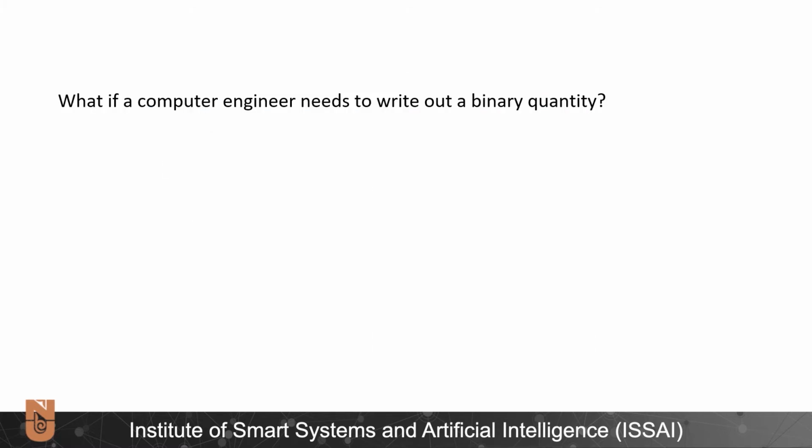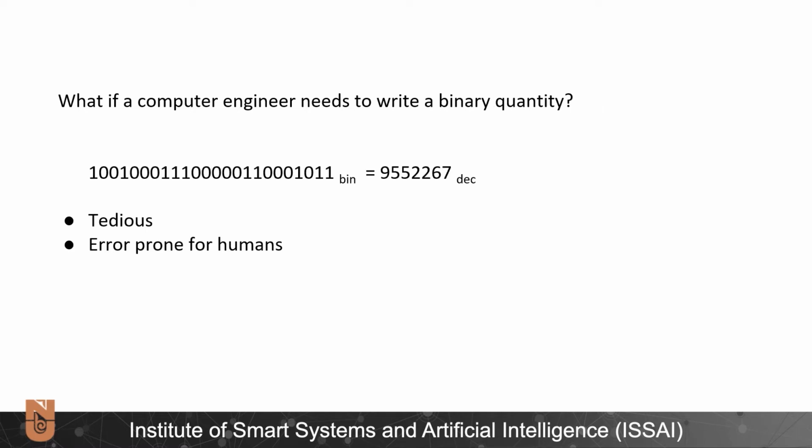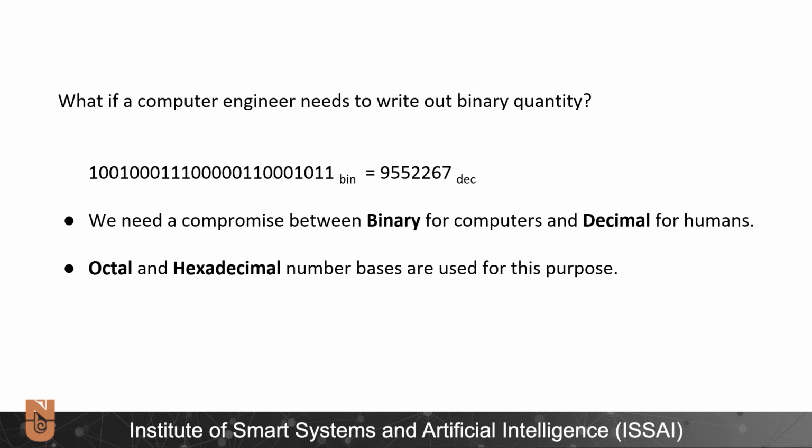Sometimes computer engineers need to write out some long binary quantity. For example, the binary representation of the number 9552267 is a long number with a bunch of zeros and ones. Even reading it is tedious and error-prone for humans. So we need a compromise between binary for computers and decimals for humans. As a solution, people came up with octal and hexadecimal number bases. Let's quickly cover this too.